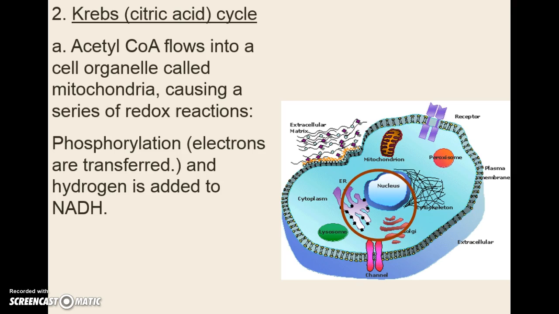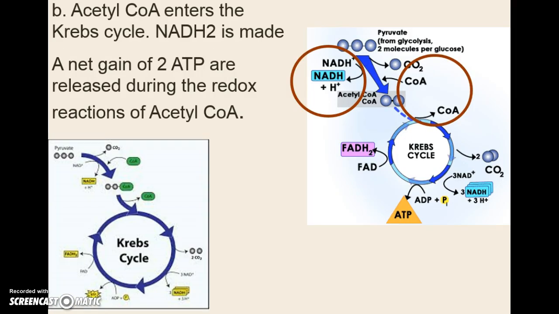And we have a series of reactions you could spend your lifetime learning about, but briefly, we have phosphorylation. And that's when electrons are transferred, hydrogen is added, and we get a high energy substance, NADH2. There it is. We also get 2 ATPs. So we're extracting energy out of that sugar, the kind of energy that our body can use. And here's the Krebs cycle where this is happening.